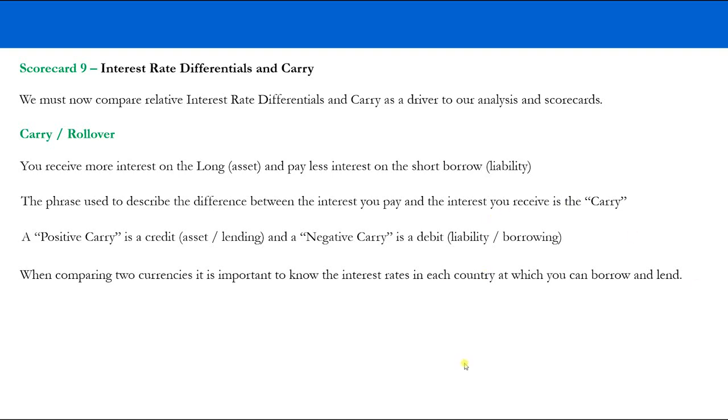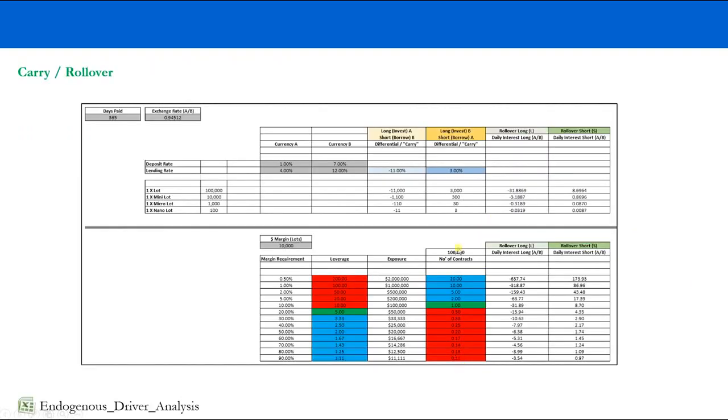So if you recall, we provided you with a template in the endogenous driver analysis spreadsheet, and the template was split up into two sections. The first section looked at the differential, so the carry between two economic zones. And it's a theoretical template. However, you can actually plug the real numbers in and work things out.